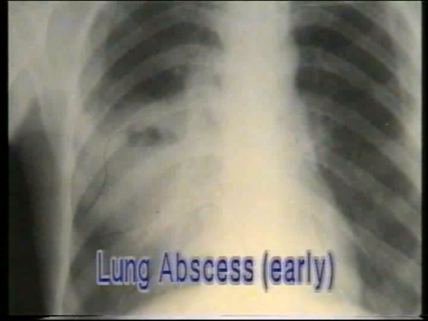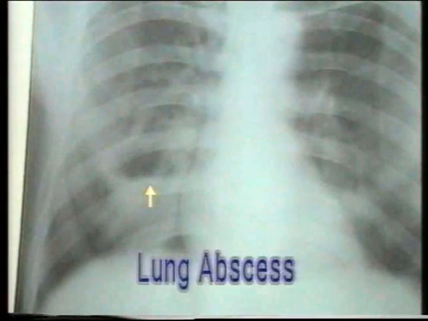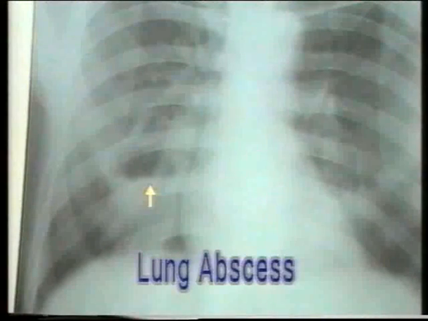Then there is the typical ring opacity, a thick-walled cavity with fluid level. The amount of fluid may vary from time to time. Then, as the consolidation clears, the wall becomes thin and the size of the cavity diminishes progressively. This is the normal course of events in a lung abscess.